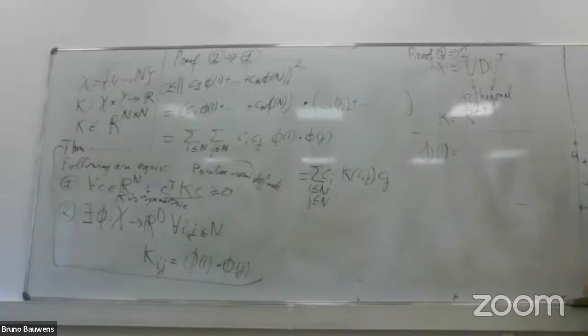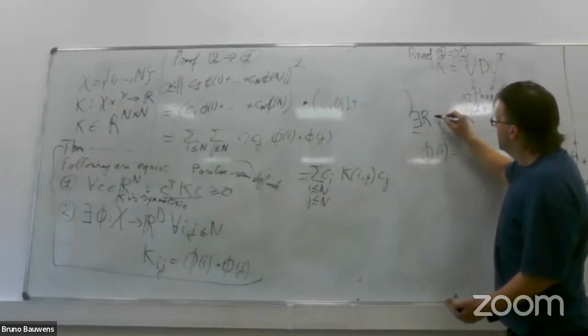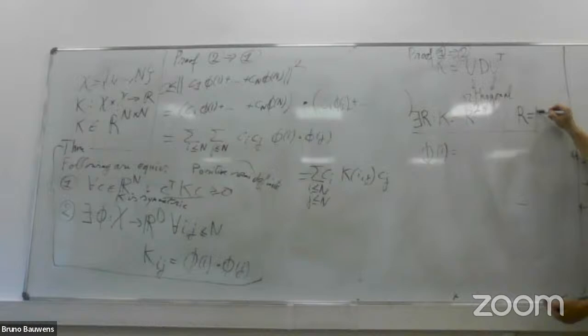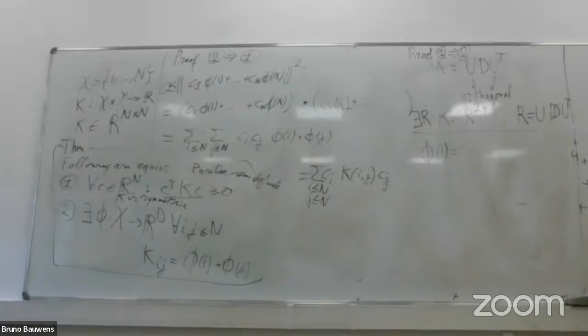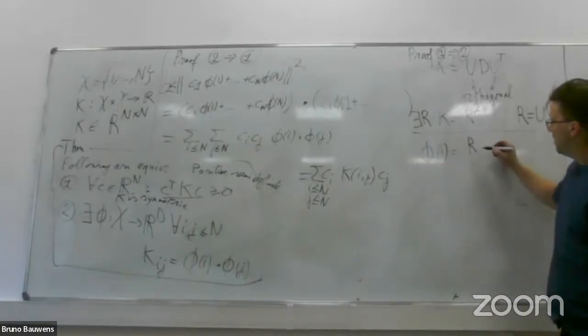Can you please explain why K is equal to R squared? Okay, I claim that there exists R such that this holds. We get R as R equal to U square root of D times U transpose, where D is a diagonal matrix, so we take square roots on the diagonal. Now I say that phi of i is equal to the ith column. Let's use Python notation.